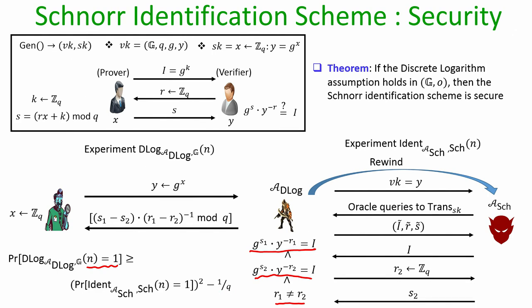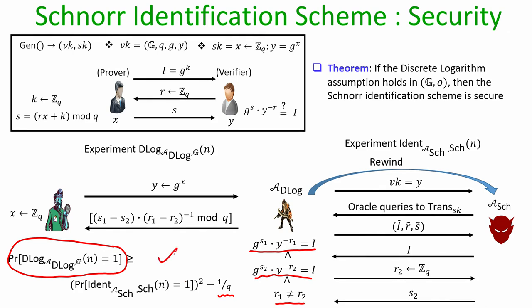Now, if I am assuming that the discrete log problem is difficult to solve in my underlying group, then I know that the probability on the left hand side of the inequality is some negligible function. And if q is some exponential function in the security parameter, then I know that 1 over q is also a negligible function. So, if my left hand side is negligible and 1 over q is also negligible, then it automatically implies that the advantage of the adversary against the identification scheme also has to be negligible.